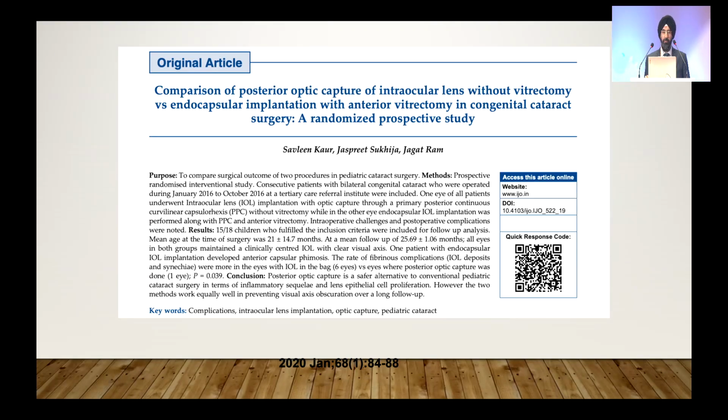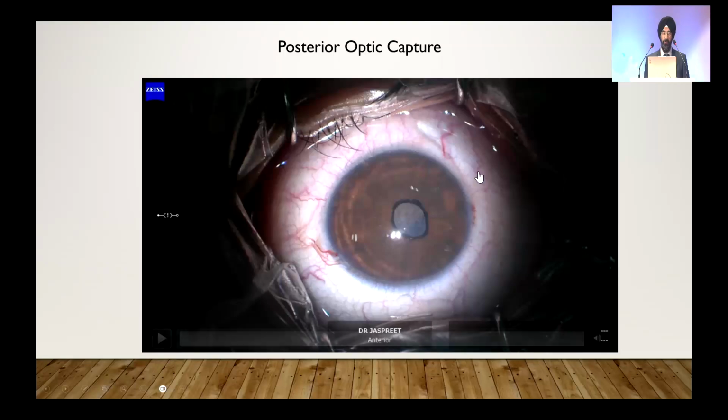So in children, we probably did not have a large series, and we try to compare it here using bilateral cataract. In one patient, in one eye we did IOL in the bag, and in the other eye what we did was a posterior optic capture. So I'll just tell you what a posterior optic capture is.